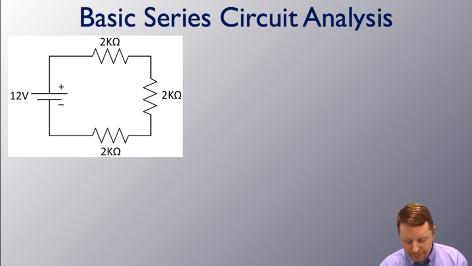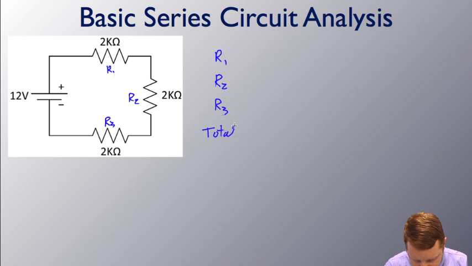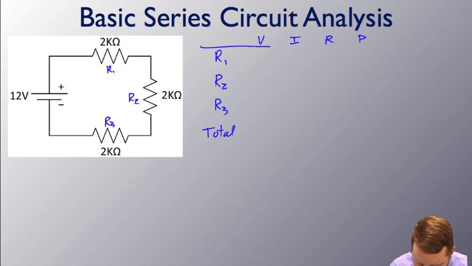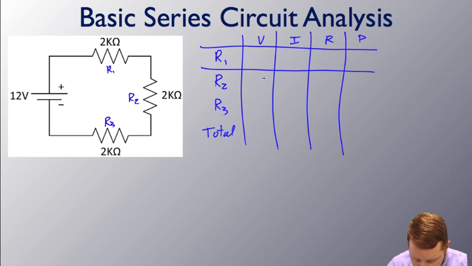So let's take a look here at our basic series circuit analysis. Here we have a 12-volt battery, a 2 kilo ohm resistor, a 2 kilo ohm resistor, and another 2 kilo ohm resistor. So I'm going to label these R1, R2, and R3, and then I'm going to make my VIRP table. I'll list the elements in our circuit down the left-hand side, R1, R2, R3, and I'll make a row for the total. Across the top, V, I, R, P, where all of my values have to be in SI units. I'll make a table here, and then we'll start to fill in what we know.